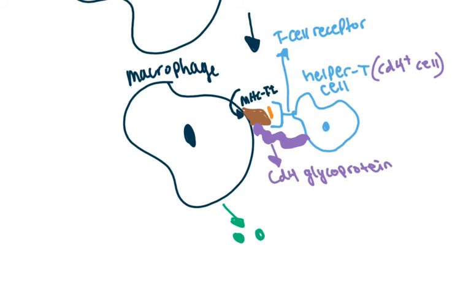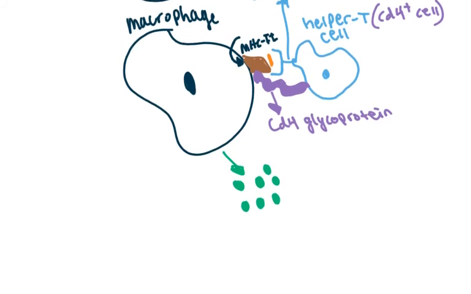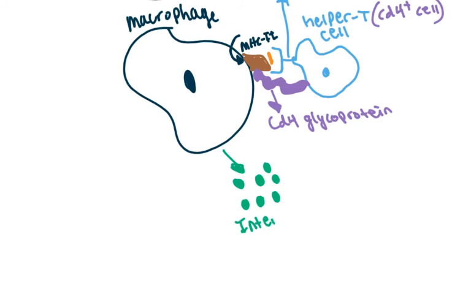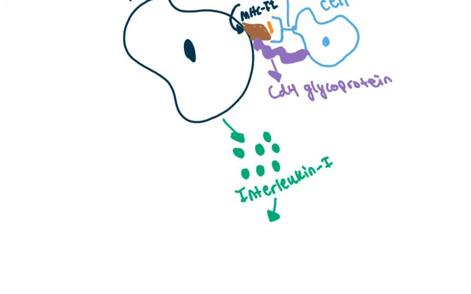So let's just draw a couple of circles here showing interleukin-1 release, and let's label this as interleukin-1. Interleukin-1 will focus on two main things that it can do. The first thing it'll do is help activate the inactive helper T cell.